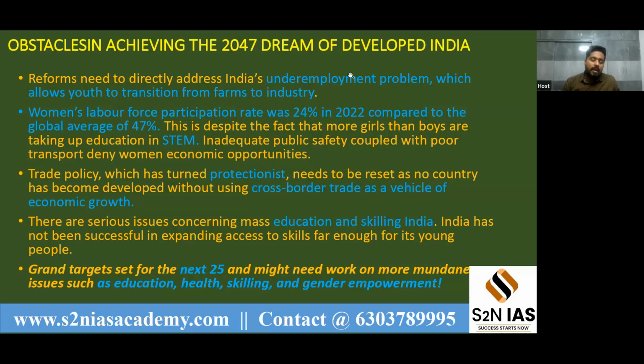In small farmland, 10 people, 20 people are getting employed, and nobody is showcasing their full skills. So the underemployment problem is there mostly in northern and eastern India, in states like Bihar, Uttar Pradesh, and Madhya Pradesh. Women's labor force participation is still low. It was 24% in 2022, whereas the global average is almost double, 47%.